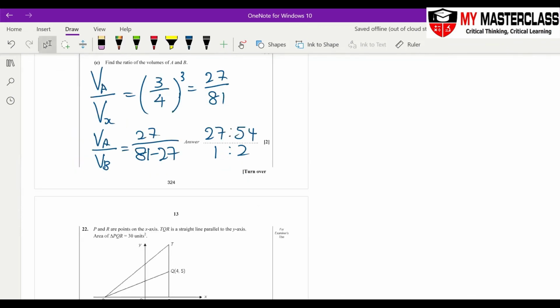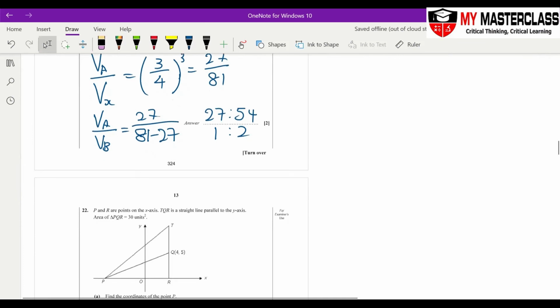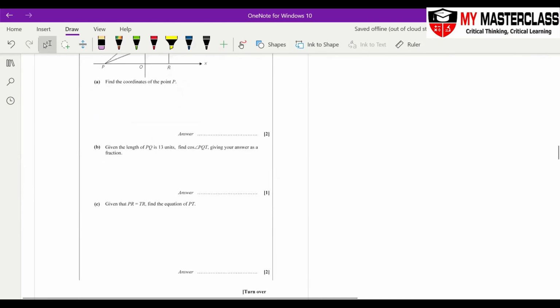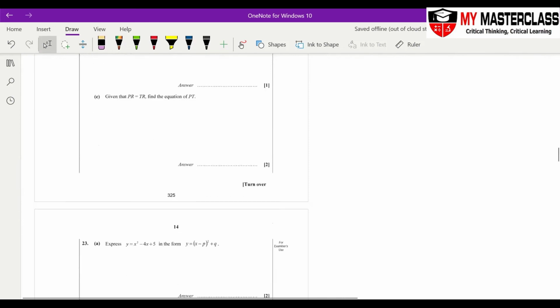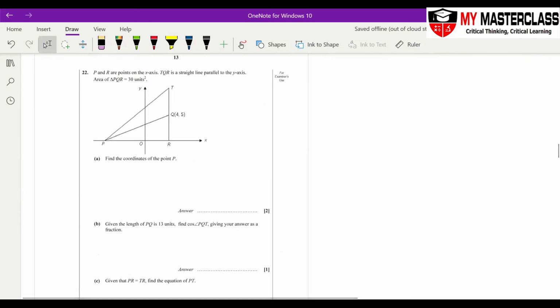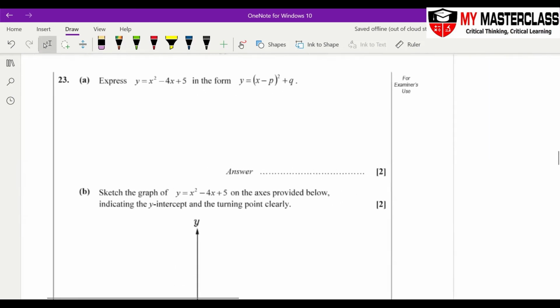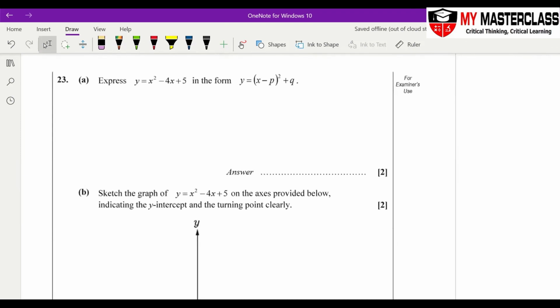Okay. You did until which question? 14. Good. Okay. This coordinate geometry, I'll skip first. This one, very common question also.